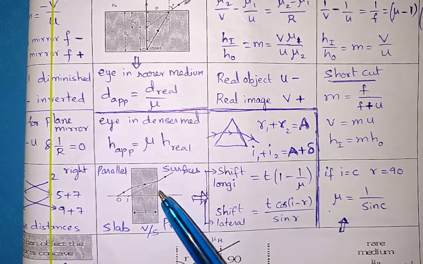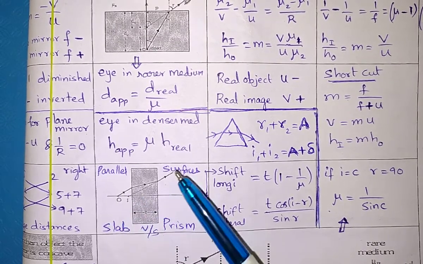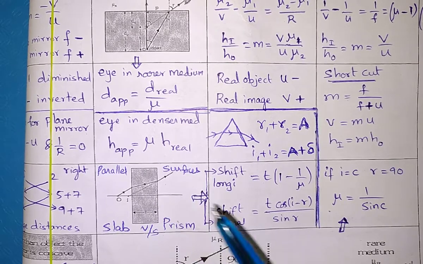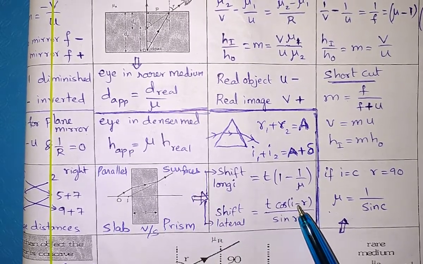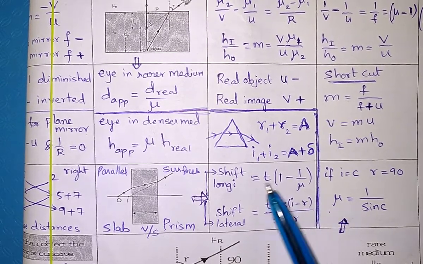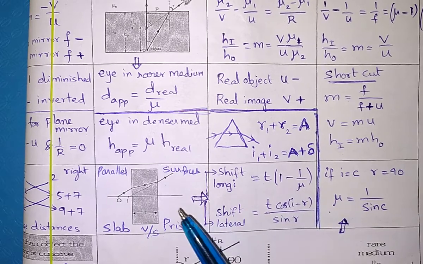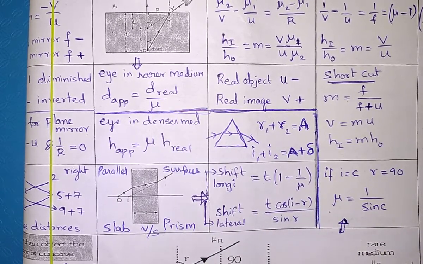Similarly, the perpendicular distance between both the rays, that is the incoming ray and the outgoing emergent ray, is called lateral shift. It is given by t, the thickness of the glass slab, times cos of (angle of incidence minus angle of refraction), divided by sine of the angle of refraction. These formulas related to the glass slab need to be learned by heart. These formulas related to real depth and apparent depth are also to be learned by heart.